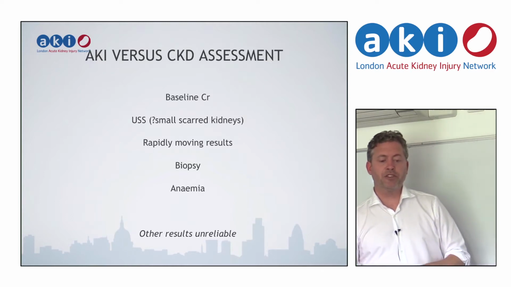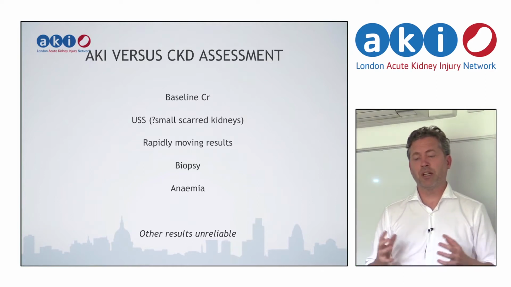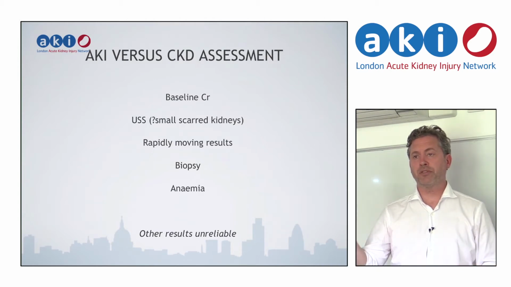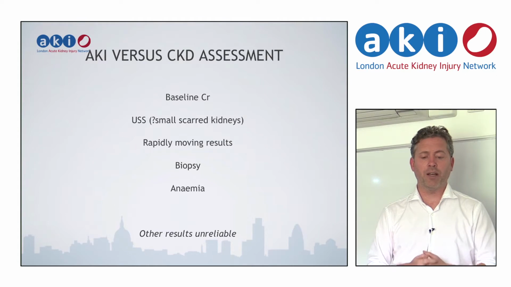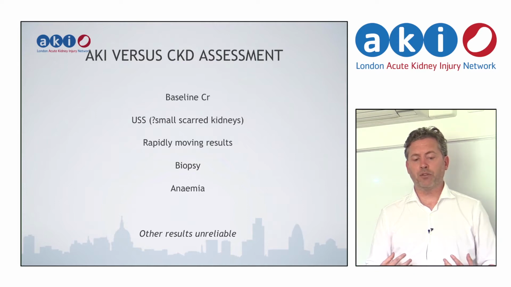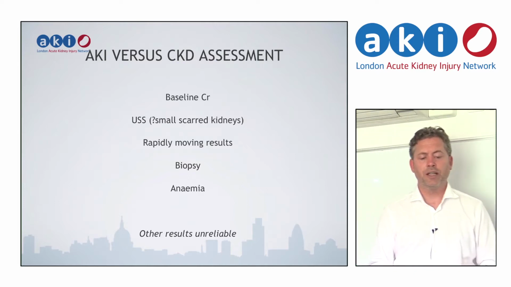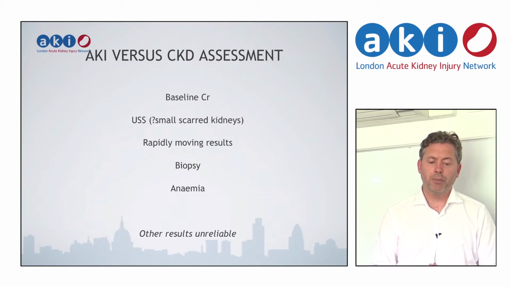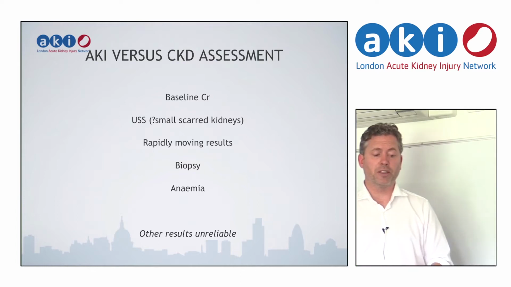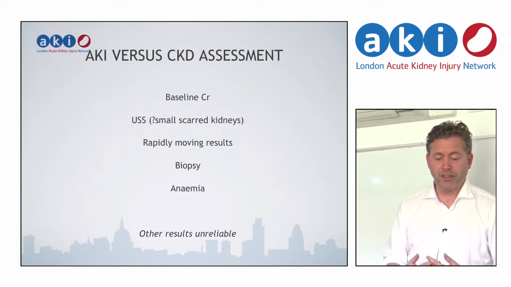The AKI versus CKD assessment, so this is something many of us struggle with. A patient enters hospital, their serum creatinine is found to be high. Do they have chronic kidney disease or is this acute kidney injury? So I'd preface my remarks by saying that it's always better to assume it's acute because that is the higher risk situation until you've proven otherwise. But clearly we'd be looking at baseline serum creatinine values. If these are not available and the patient has small scarred kidneys, this would suggest chronicity.